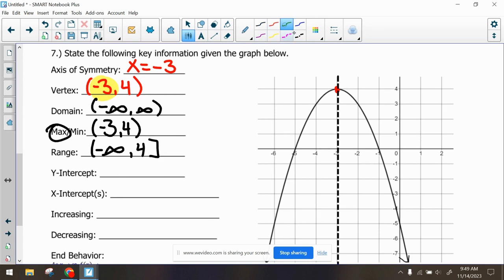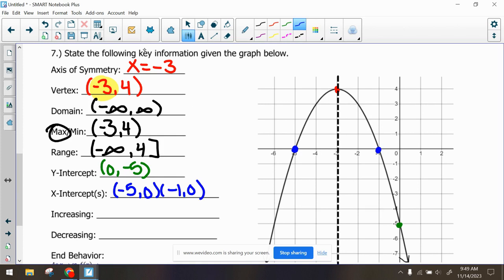We have a y-intercept located at 0, -5. We have two x-intercepts, one at -5 and the other at -1. And I want to write those as ordered pairs. So -5, 0 and -1, 0.